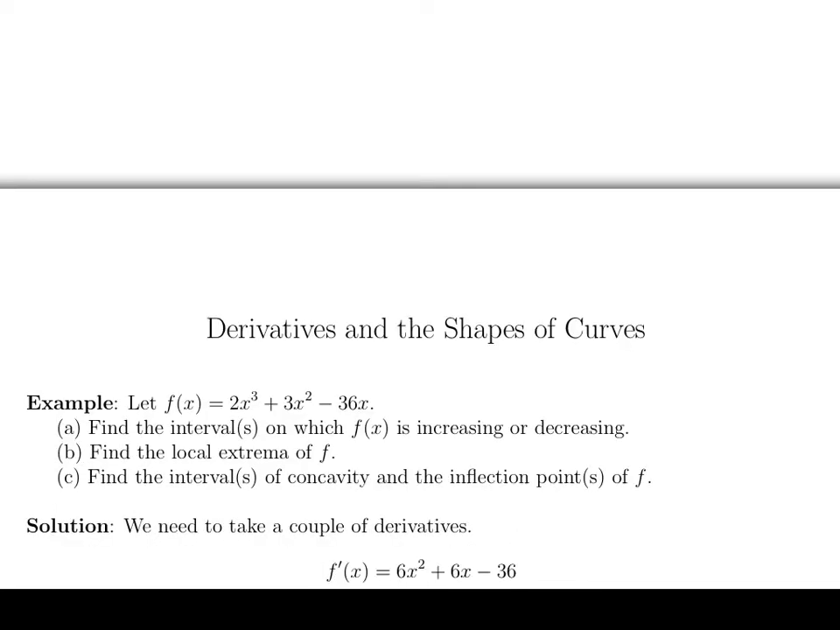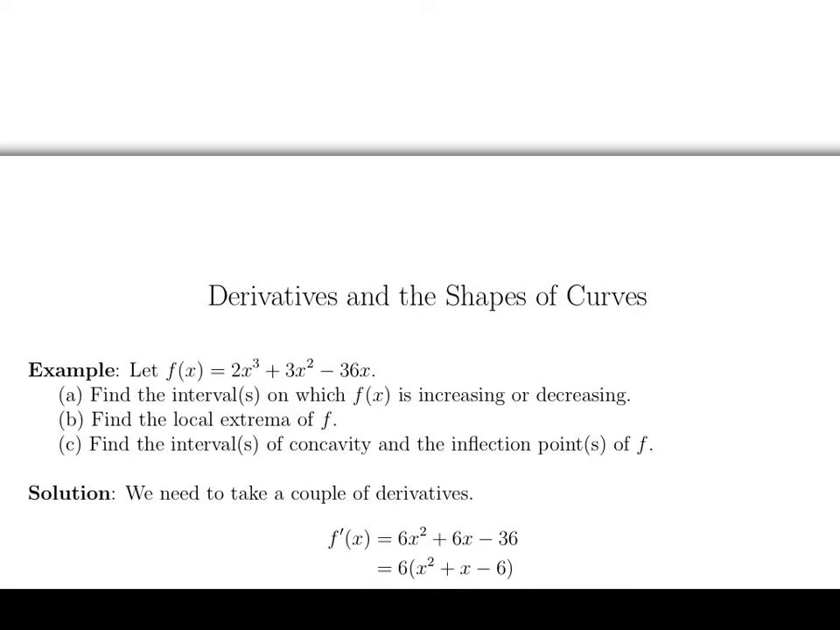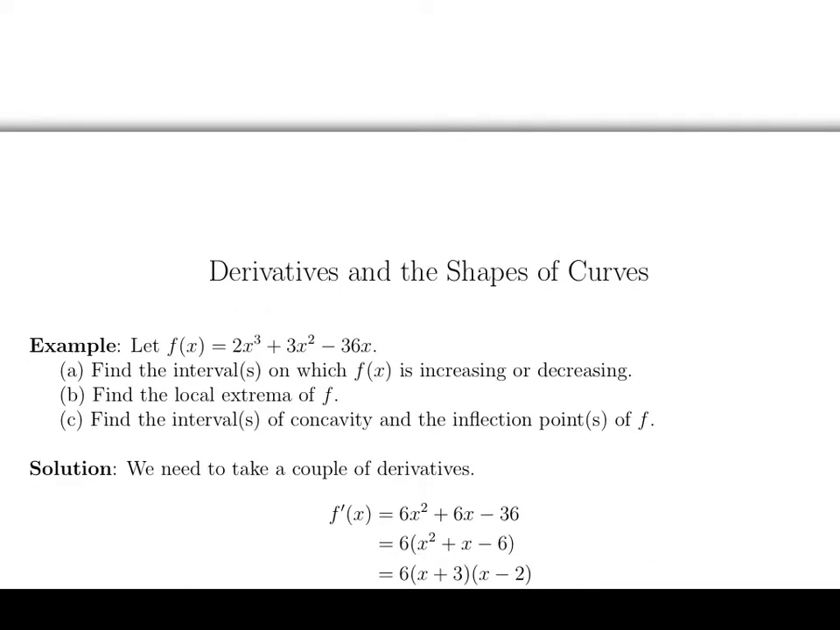Alright, so we need to take a couple of derivatives. And these derivatives are not going to be hard because we're just dealing with a polynomial function. So the first derivative is 6x squared plus 6x minus 36. And it'll be useful to have this fully factored. So we start by pulling out a 6. And then what's left over, the x squared plus x minus 6, can also be factored without much trouble. And so we end up with 6 times x plus 3 times x minus 2.